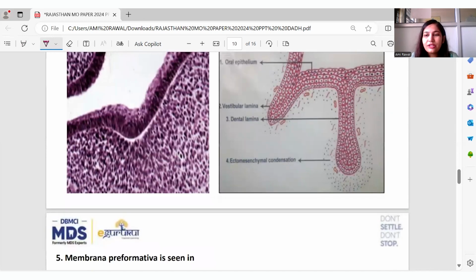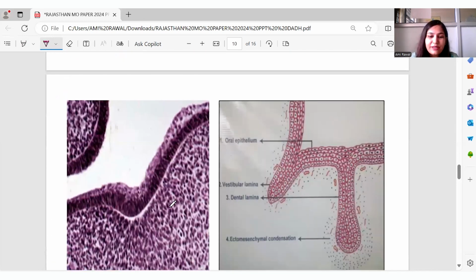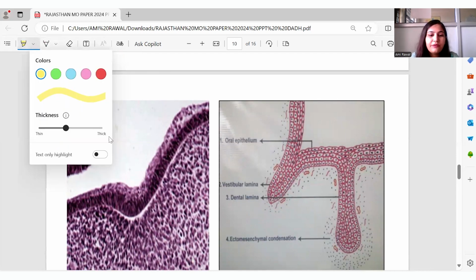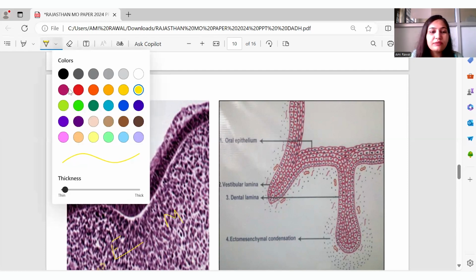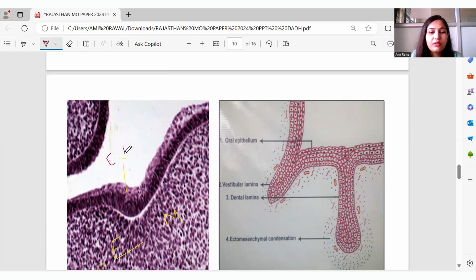So in this diagram, we can easily appreciate the ectomesenchymal structure. Here, we can see this is ectomesenchyme, and this is the epithelial portion. So the rest of the tissues are mainly formed from the ectomesenchyme, and only enamel will be formed from the enamel organ.